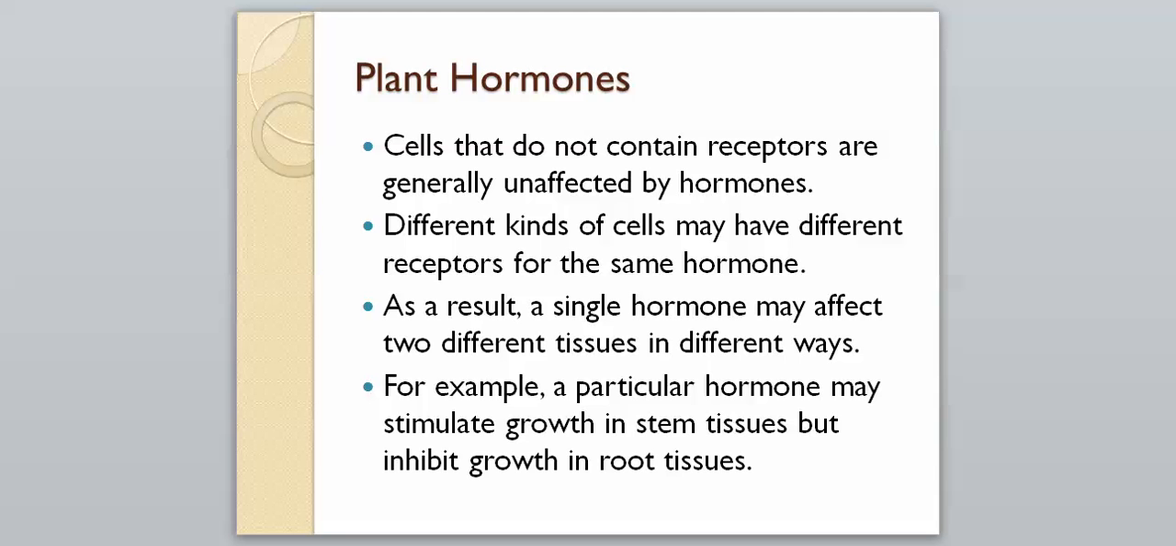For example, a particular hormone may stimulate growth in stem tissues but inhibit growth in root tissues. So these hormones are very important to how plants survive, and they can do a lot of different things.